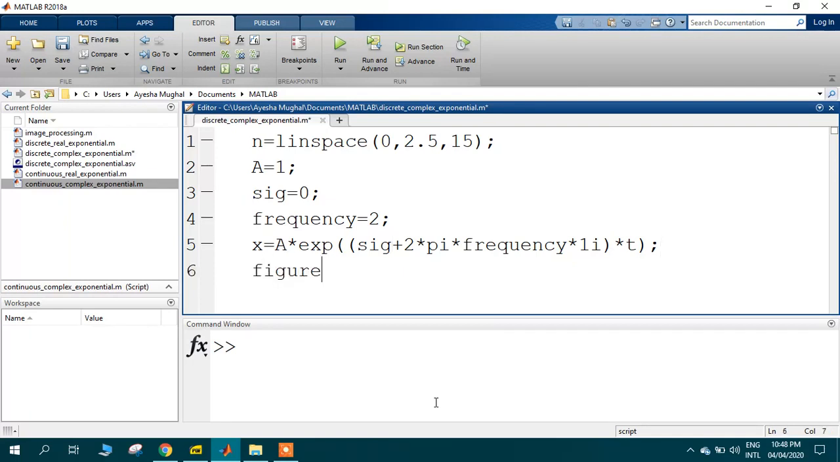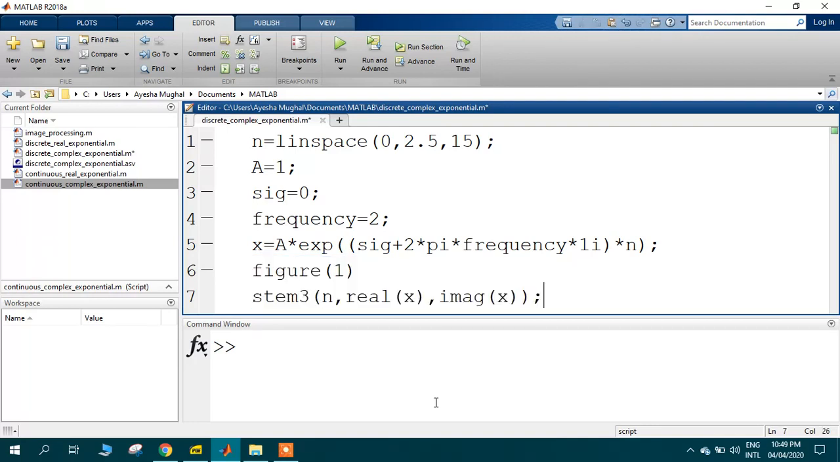The next thing is to create a window in which I'm going to plot this function, figure. For the 3D plot I will use the function stem, and its first argument is going to be the independent value, here actually this is n, and next is the real part of this function, which I will get using the method real, and the imaginary part of this function that I will get using the method imag.